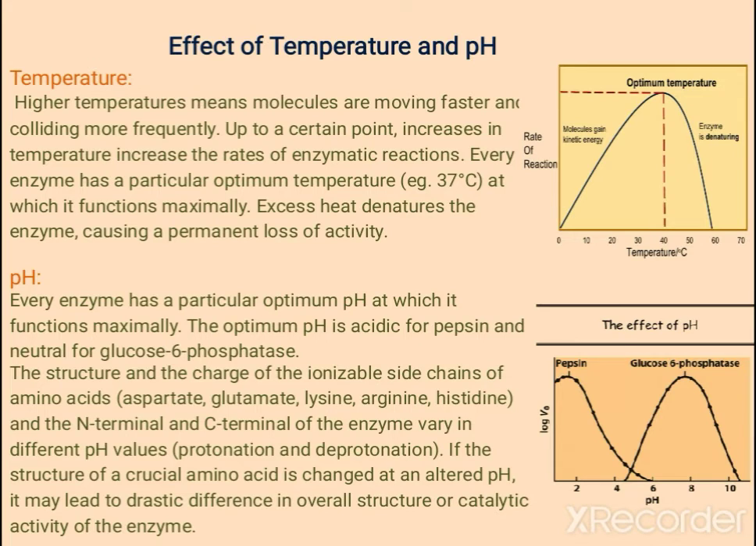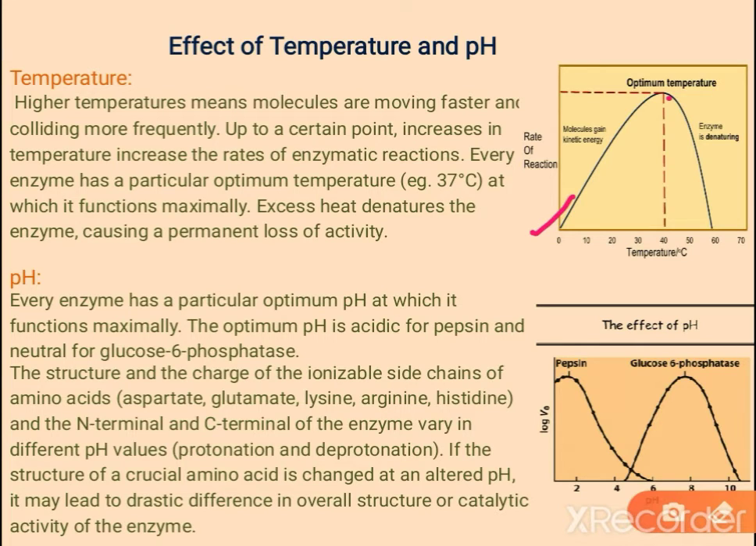Now come to the effect of temperature and pH. Temperature plays a very important role on the enzyme activity. If we initially increase the temperature, then the catalytic activity of the enzyme also increases, but at a certain point, which is called the optimum temperature, after reaching that temperature, when we increase the temperature further, the enzyme starts to denature. That means after a certain point of temperature, the enzyme becomes denatured.